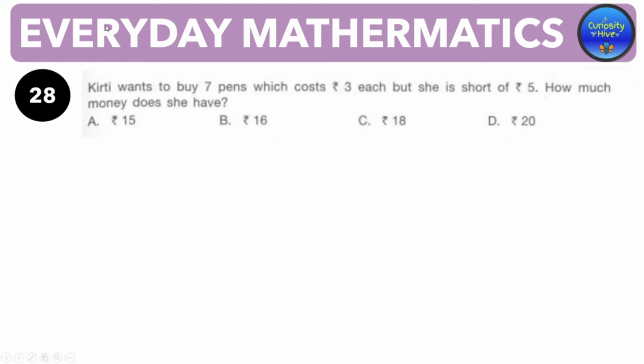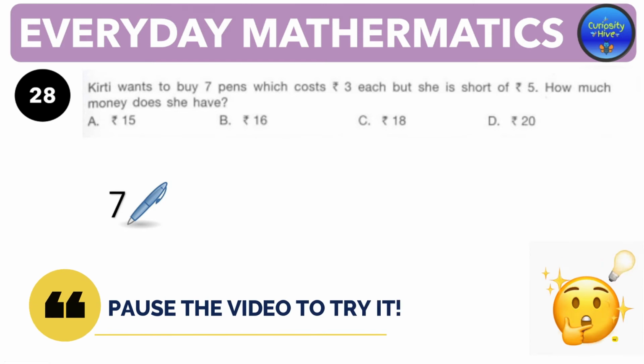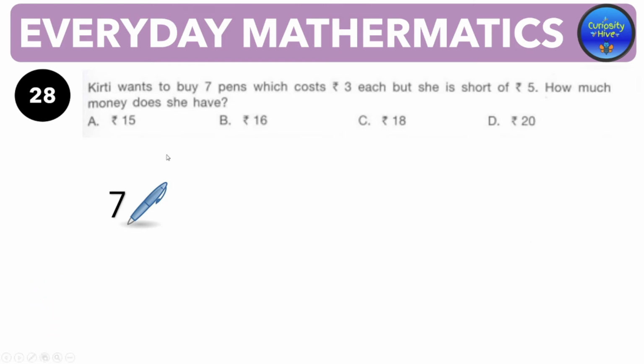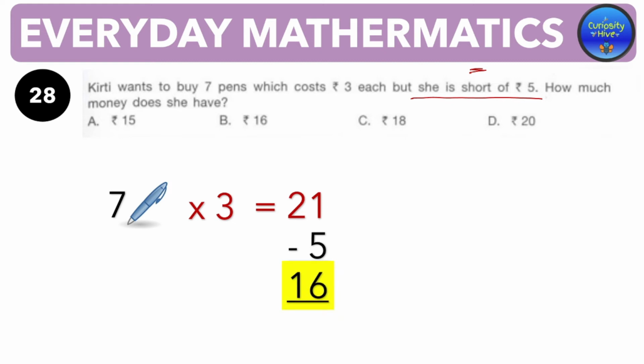Next question. Kirti wants to buy 7 pens which cost rupees 3 each, but she is short of rupees 5. How much money does she have? Well, I hope you've got the calculations right. For 7 pens costing 3 rupees each, the total cost would be 7 times 3, which is equal to 21. But then it says she is short. Short means minus. So that means 21 minus 5, that is equal to 16, is what she has. So the answer is option B.